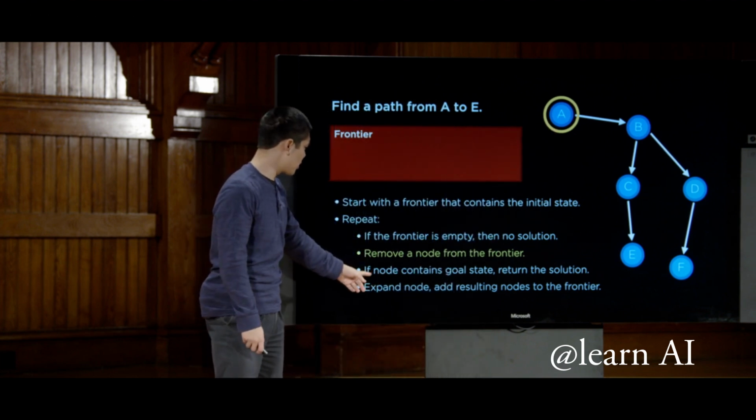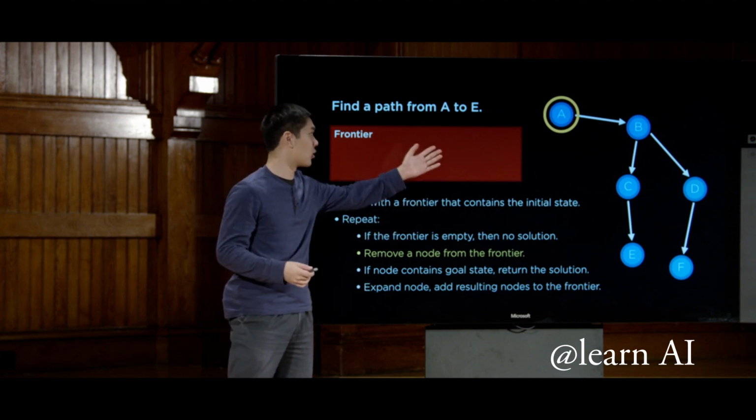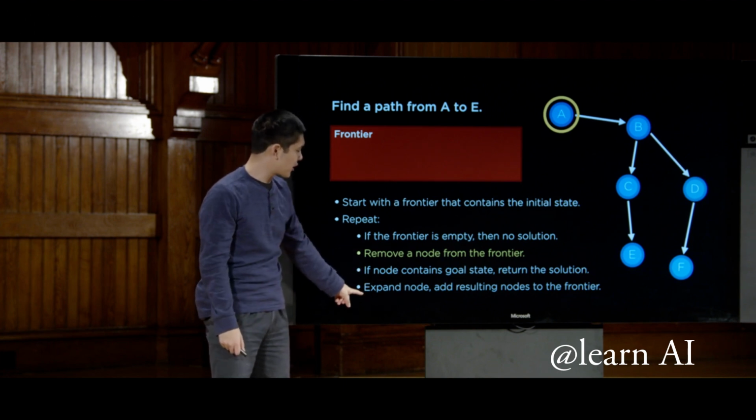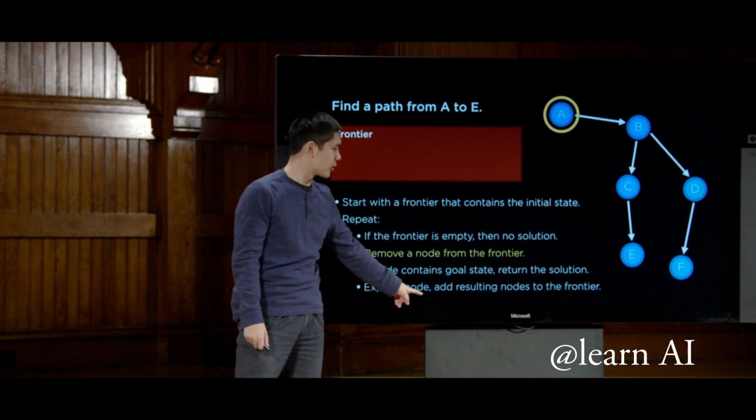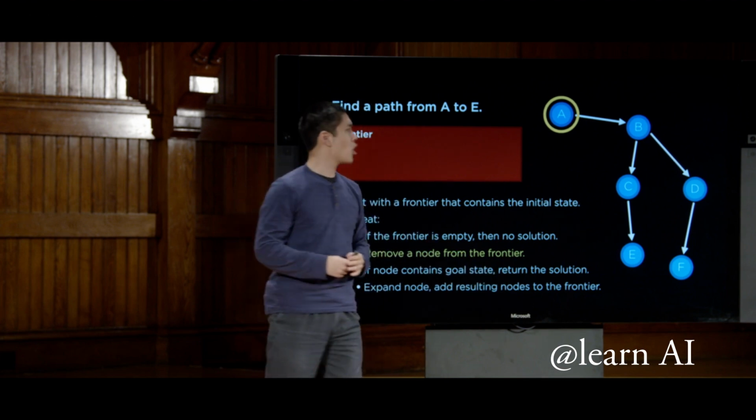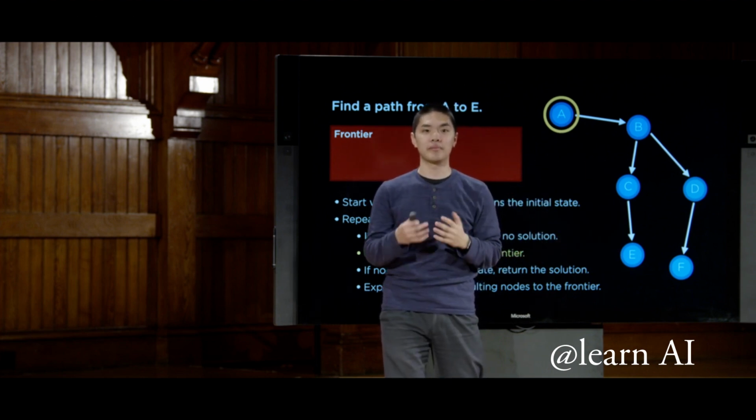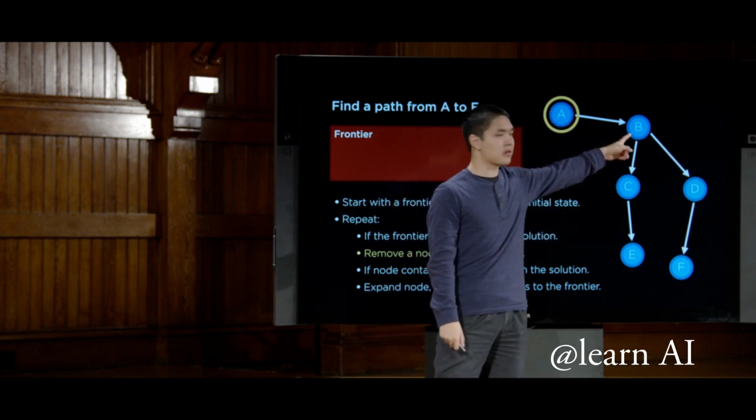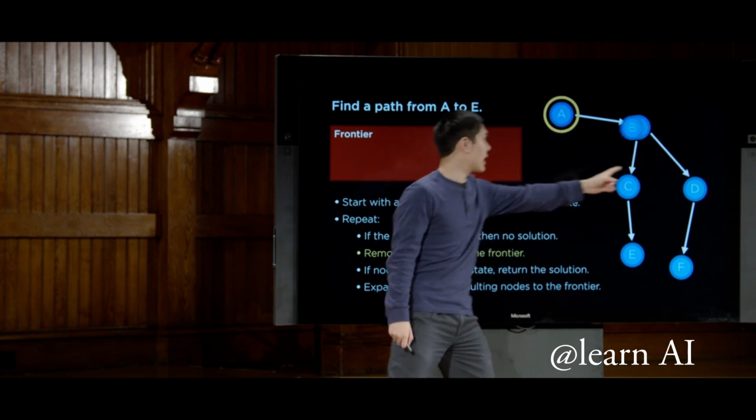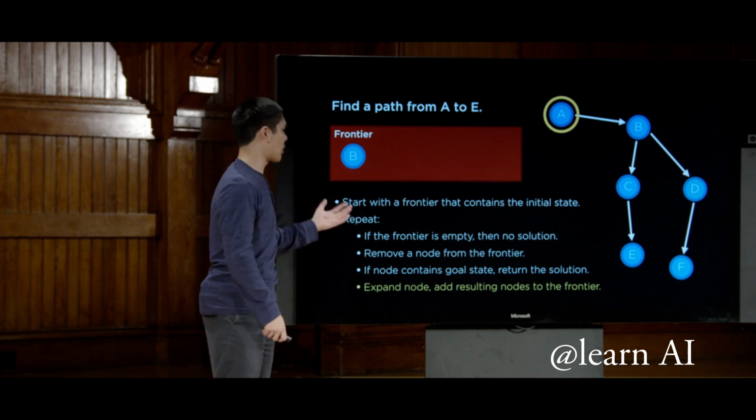We follow the next step. We ask ourselves, is this node the goal? No, it's not. A is not the goal. E is the goal. So we don't return the solution. So instead, we go to this last step, expand the node, and add the resulting nodes to the frontier. What does that mean? Well, it means take this state A and consider where we could get to next. And after A, what we could get to next is only B. So that's what we get when we expand A. We find B, and we add B to the frontier. And now B is in the frontier, and we repeat the process again.